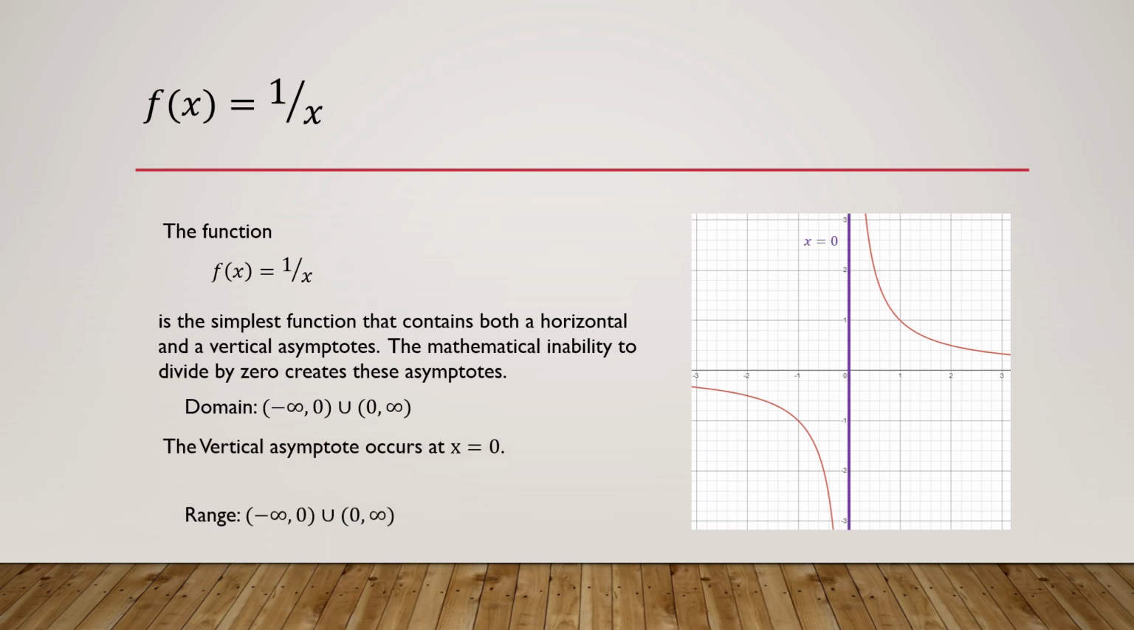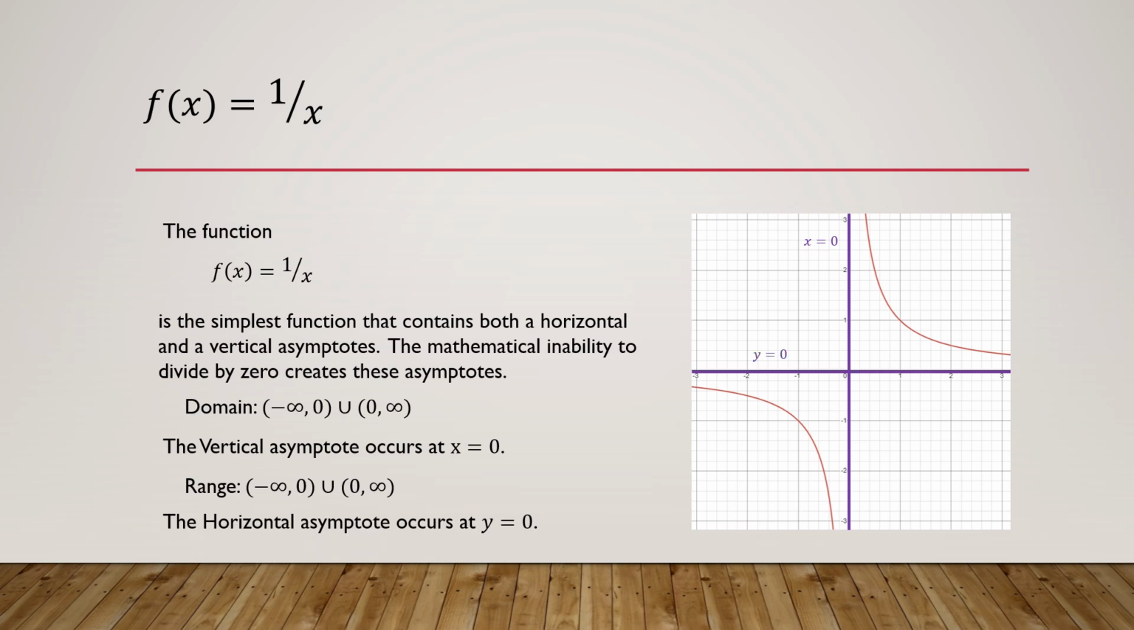The range of this function is likewise from negative infinity to 0 and from 0 to positive infinity, again excluding 0. The horizontal asymptote occurs at y equals 0 because as x approaches plus or minus infinity, 1 over x approaches 0.